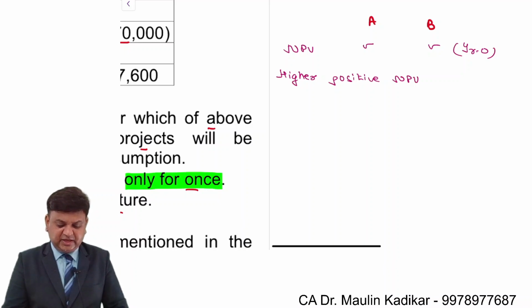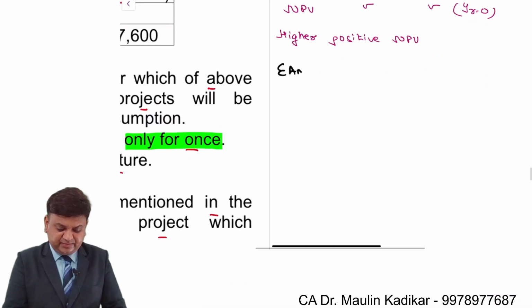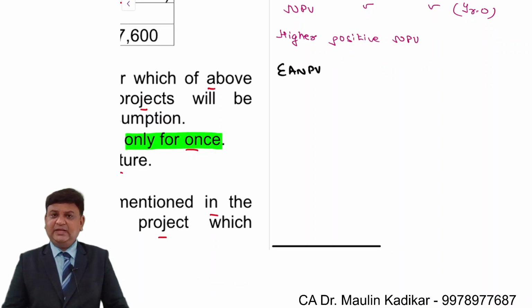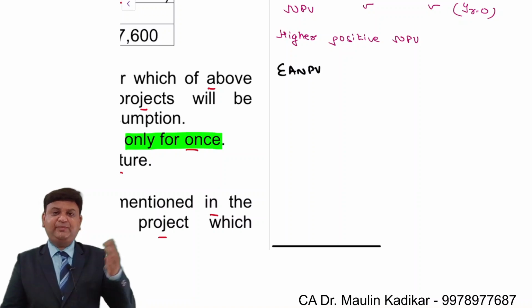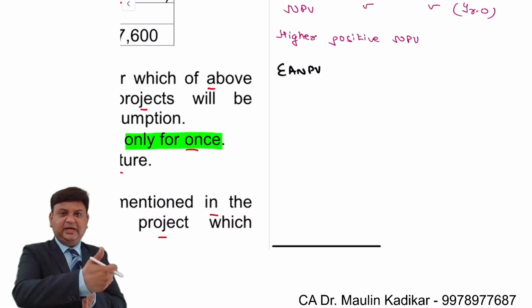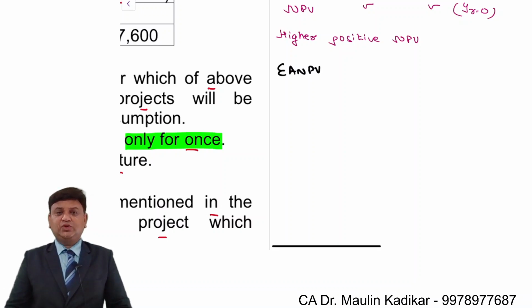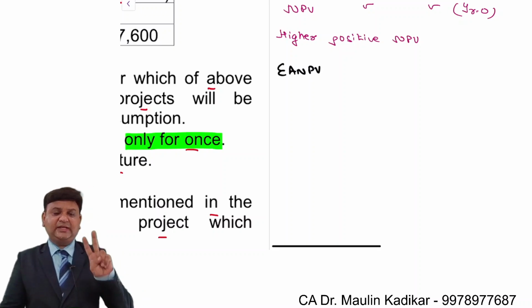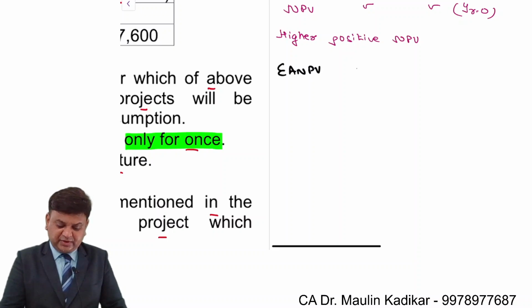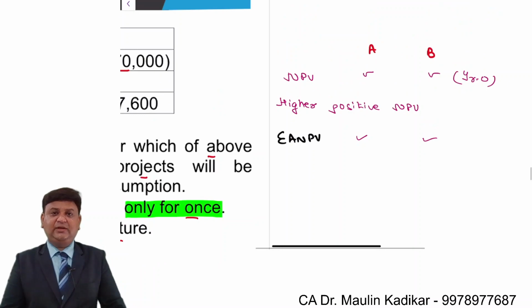Next, the question says that if the projects are repetitive in nature, then we will compute the equalized annual NPV. If the projects are repetitive in nature, then once the project is completed after 2 years, it will be again accepted for the next 2 years, again accepted for the next 2 years and so on. So the amount of the NPV and the time period over which this NPV is generated, both of them are relevant. So we'll compute the equalized annual NPV and the option which has higher equalized annual NPV will be selected. This is the way we are required to take the decision.